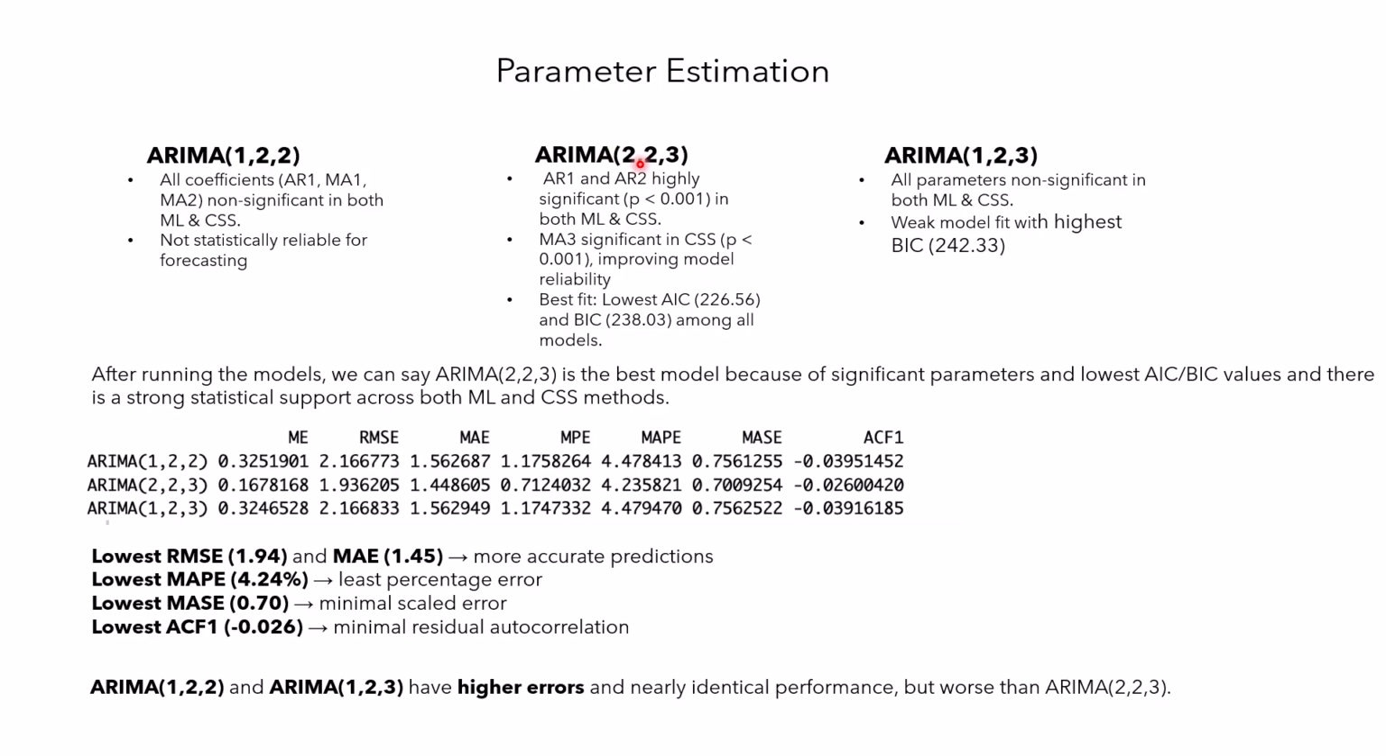Parameter estimation. We estimated parameters using both maximum likelihood and conditional sum of squares. ARIMA(1,2,2) and ARIMA(1,2,3) have no statistically significant coefficients, and thus they are weak models. However, ARIMA(2,2,3) stood out, with coefficients that were highly significant across models, showing strong statistical reliability.